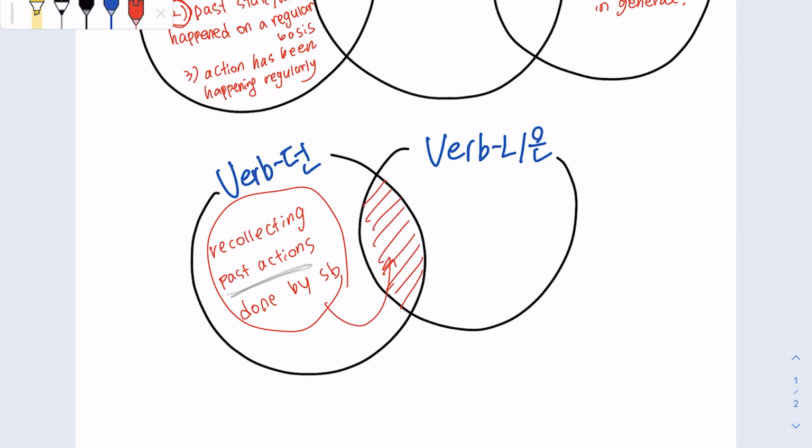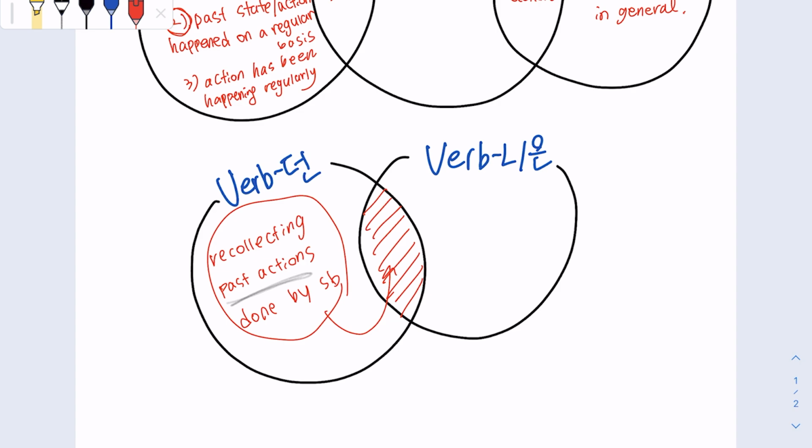But the difference would be in the nuance, right? Using 던 would make it sound more like a memory. You're really reminiscing about something, or sometimes put more endearing feeling to it, whereas verb-은 sounds quite plain, quite normal.